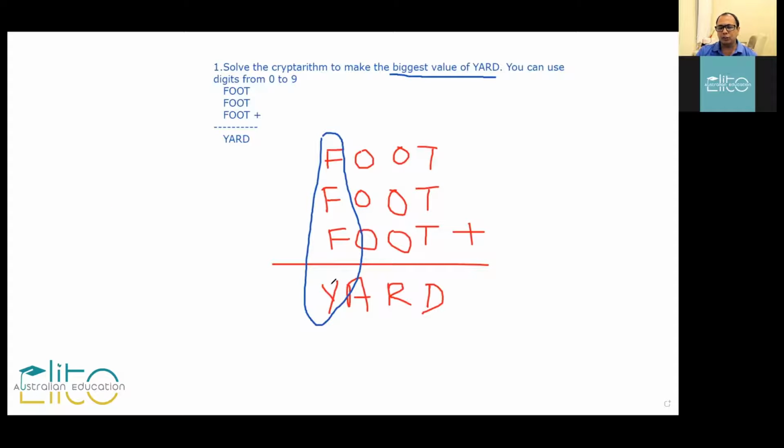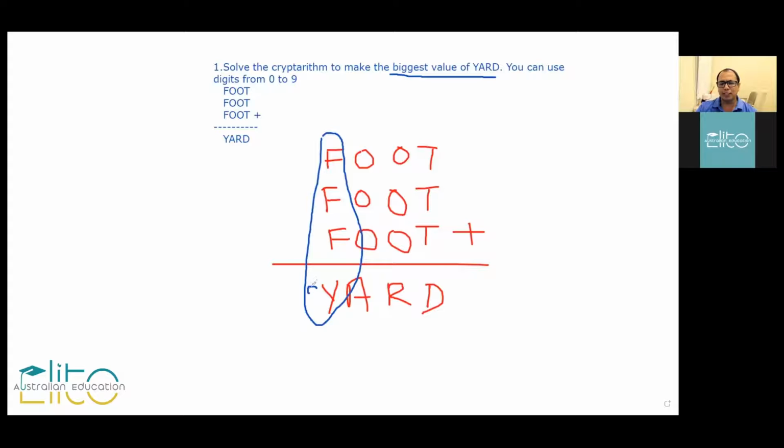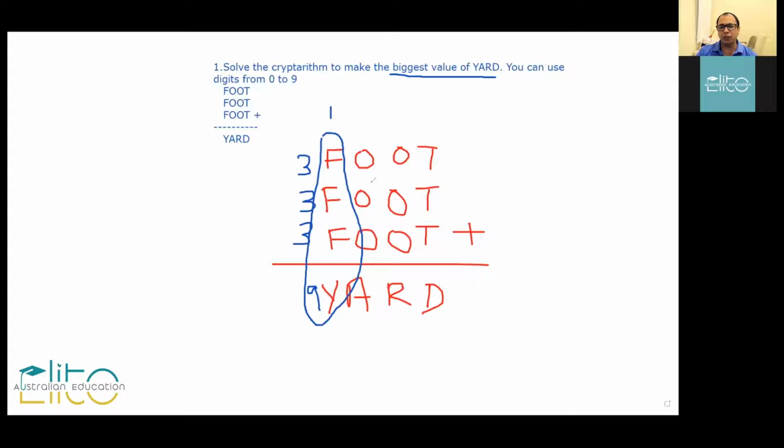And as Vicky said, the maximum value of Y we can get is 9. So I will replace Y with a 9, which means the F's have to be 3. Now, next we come to the O's. Since my Y is 9, I cannot have any carryover from the O's to the F's. So the carryover is not permitted.